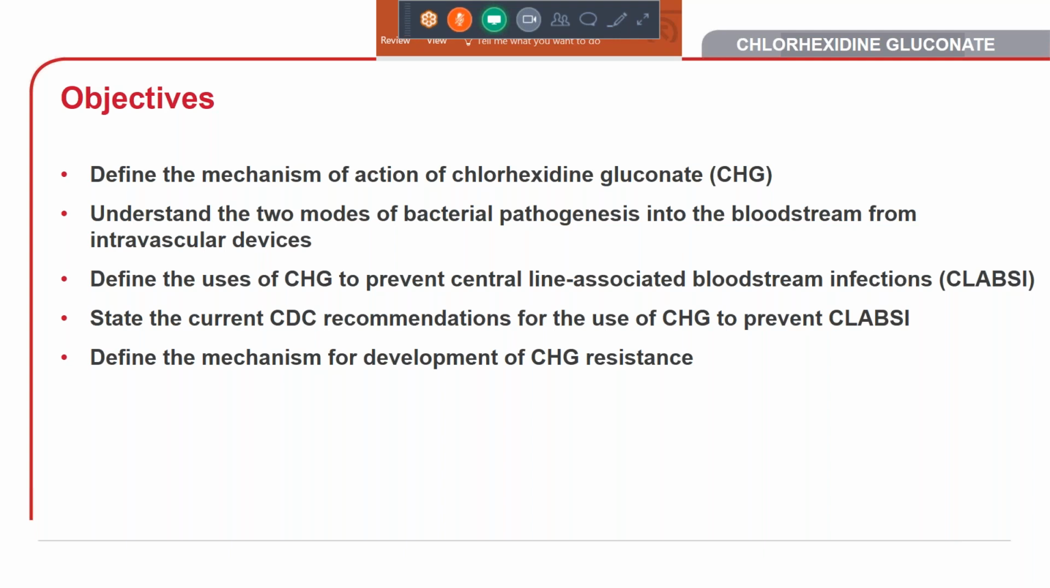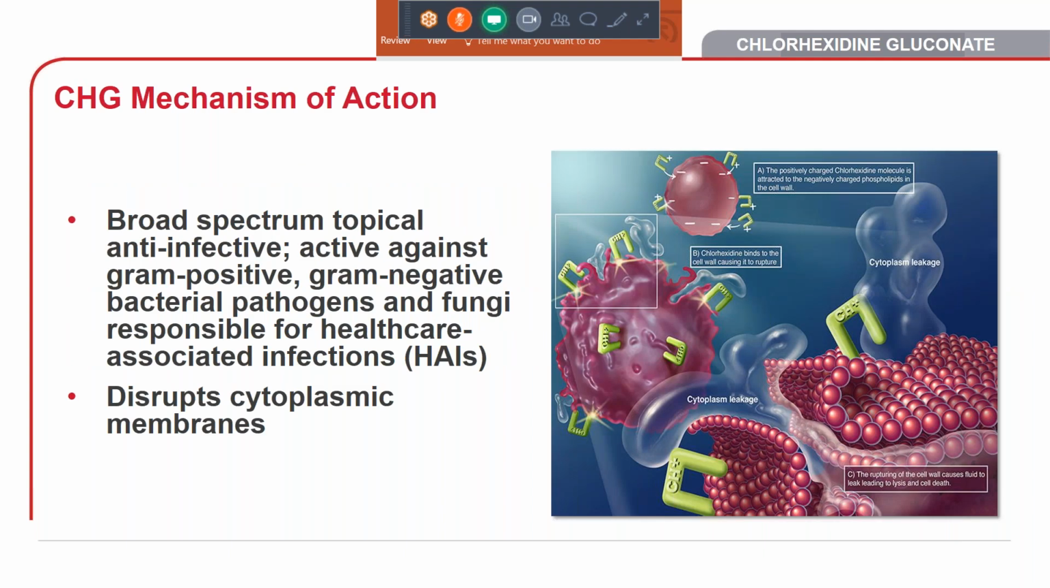This has become a concern with the wide use of chlorhexidine gluconate, and I do want to address some of both the in vitro work as well as some clinical evaluations of chlorhexidine increased resistance. Let's start by talking about the mechanism of action for chlorhexidine gluconate.